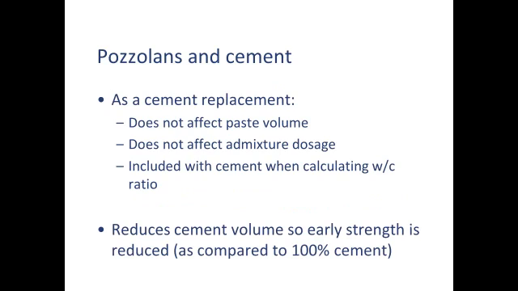So I use these as a cement replacement. Basically, it doesn't affect my paste volume. I have a fixed amount of cement paste, and part of that cement paste is Portland cement and part of it is pozzolan, but the total volume of it is still the same. So it doesn't mess with my colors, doesn't affect my water cement ratio, it doesn't affect my mix design. All the calculations are very simple.